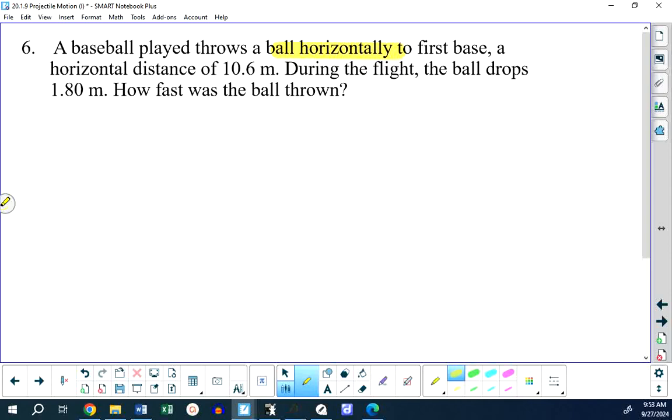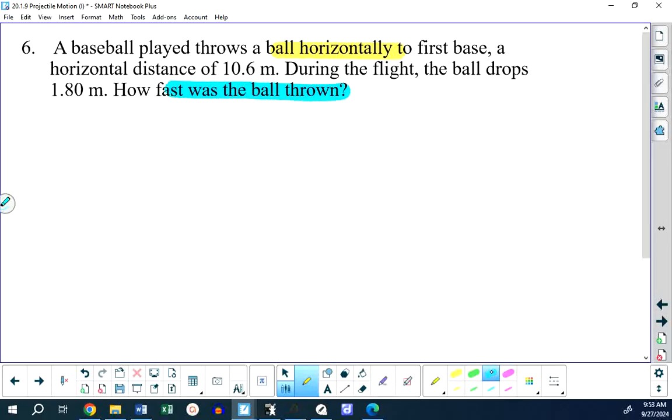Okay? If you're in outfield and you have a ball and you want to throw it into second base, you're probably not going to throw it horizontally. Because what's going to happen is it's going to hit the ground before it hits second base. You're going to throw it up at an angle. And we're going to be looking at those next week. So during the flight, the ball drops 1.8 meters. How fast was the ball thrown?